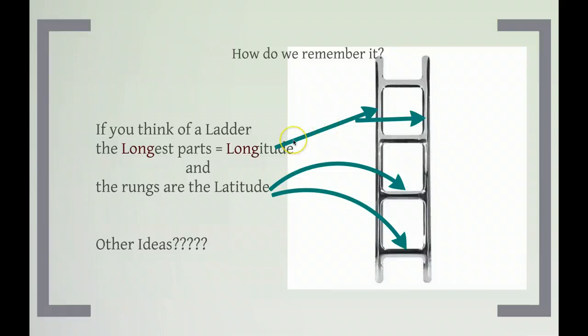So first, many people wondered how they could remember latitude and longitude, and I remember it by a ladder. The longest parts of the ladder, these parts right here, are the longitude. So the longest parts of the ladder are the longitude. They go up the sides. And then the rungs would be what's left, the latitude. If you can remember it another way, great.